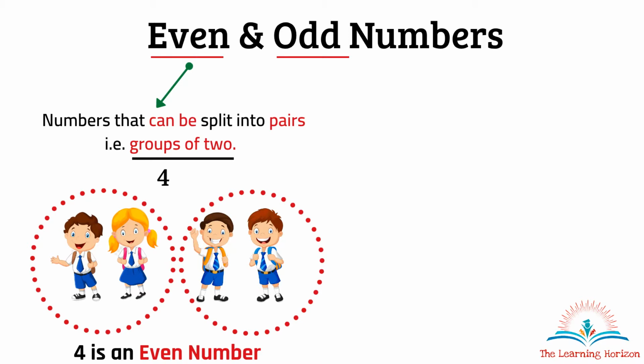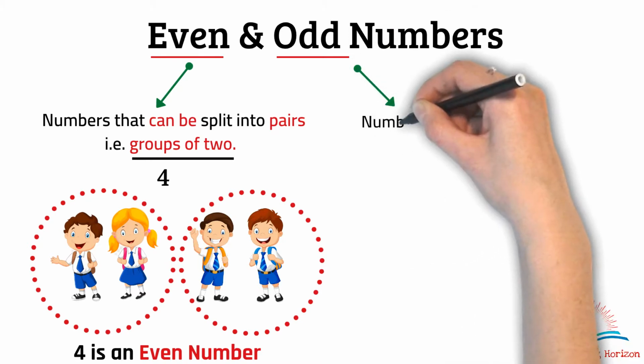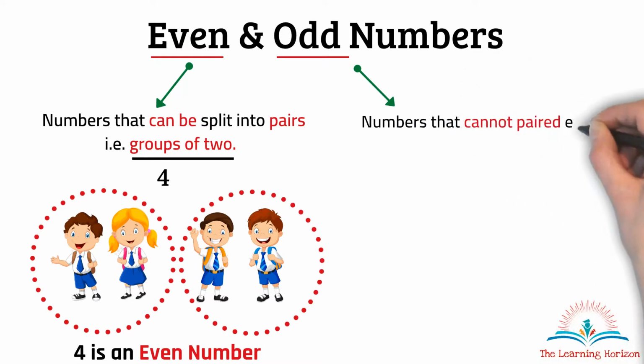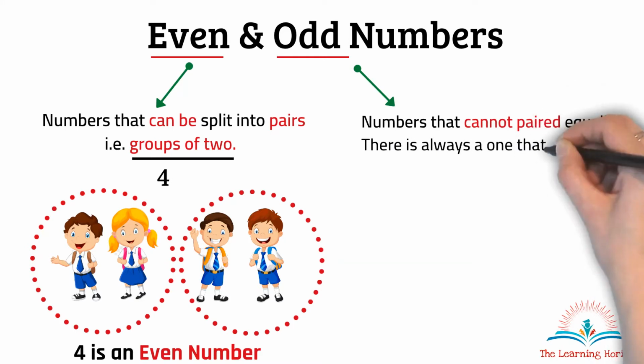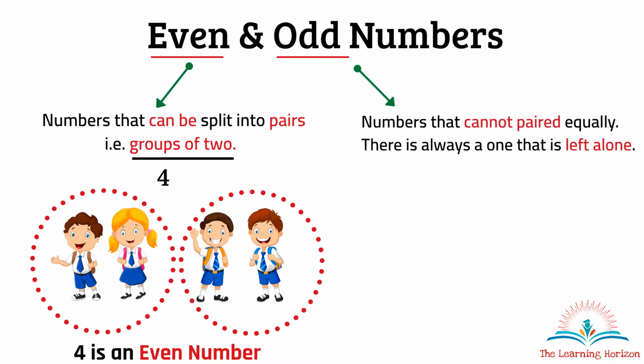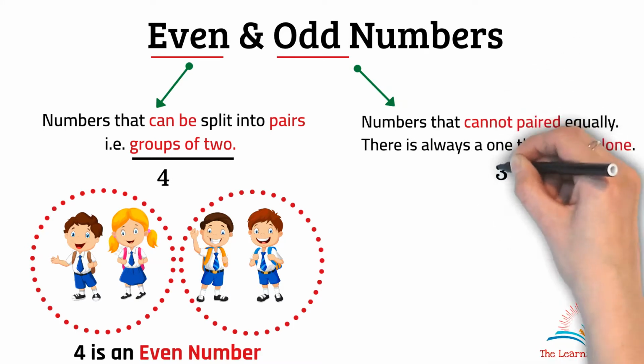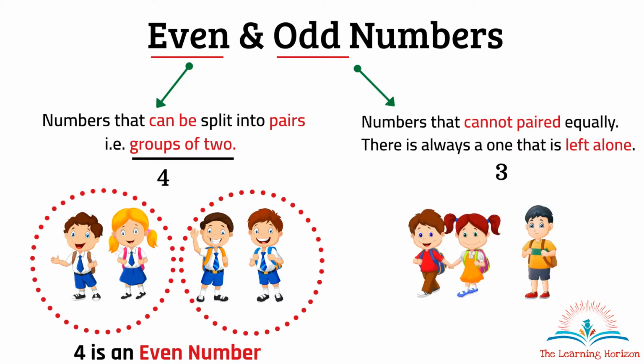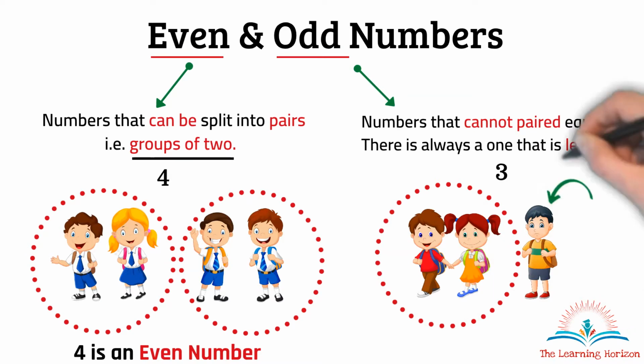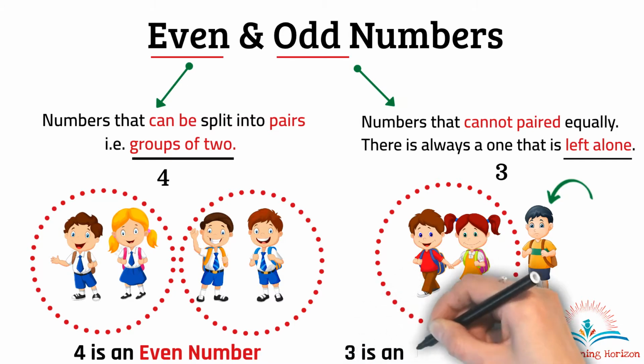Now let's talk about odd numbers. Odd numbers are the numbers that cannot be paired equally. There is always a 1 which is left alone. For example, number 3. We have 3 kids here. If I split them into groups of 2, there is this one kid who is left alone. So 3 is an odd number.